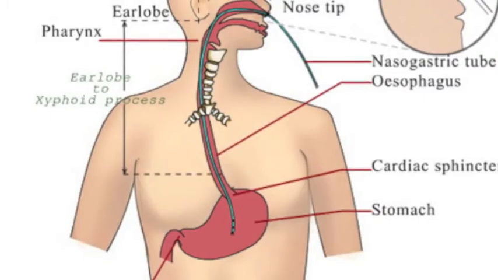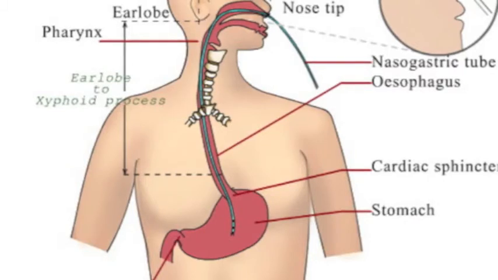If it is intermediate, how many millimeters of mercury would you set your suction apparatus at? Intermediate suction, there are parameters. Usually someone who's on an NG tube will be on intermediate suction.